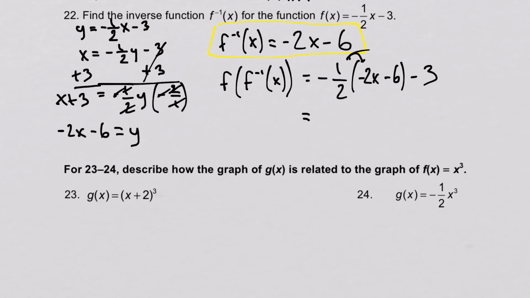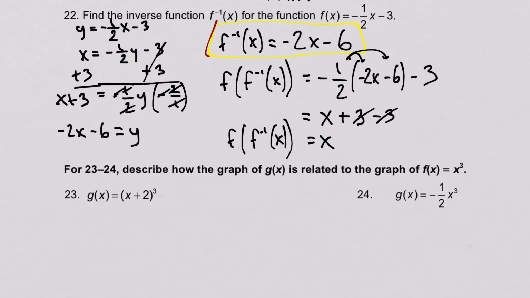So here we go. Distribute the negative 1 half. Negative times negative is positive. The 1 half and the 2 are going to cancel, leaving you with just x on that very first one. Next, I'm going to multiply negative 1 half times negative 6. Negative times negative will be positive. 6 over 2, which is 3. And then at the end, there's a minus 3 there, which will cancel each other out, leaving me with just x. So the composition of f with its inverse is x, which means that my function that I got before is correct. This is correct.